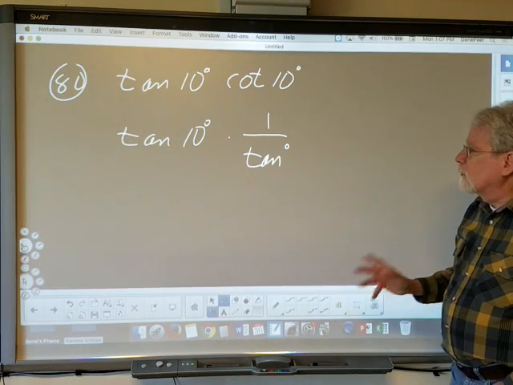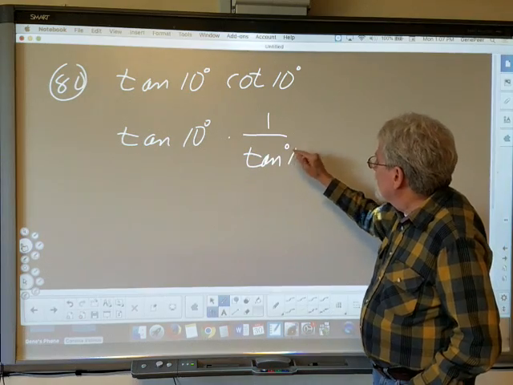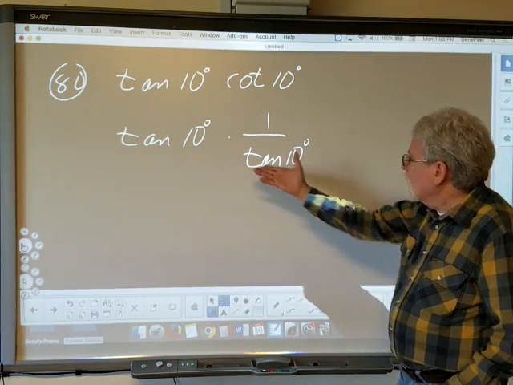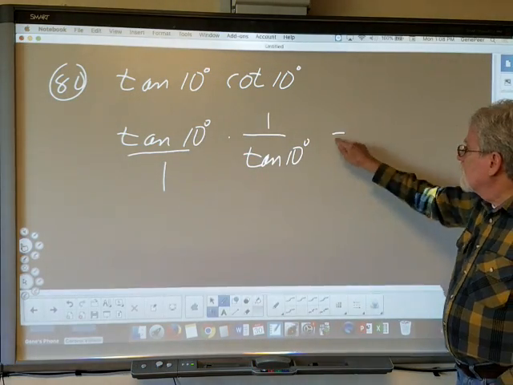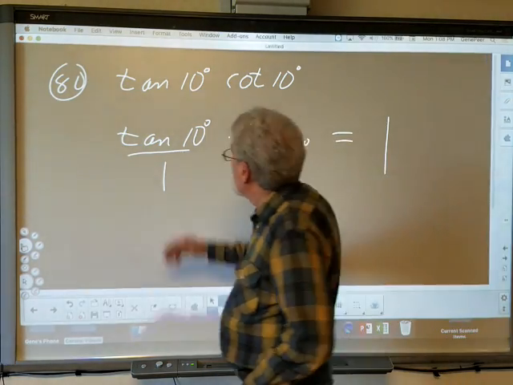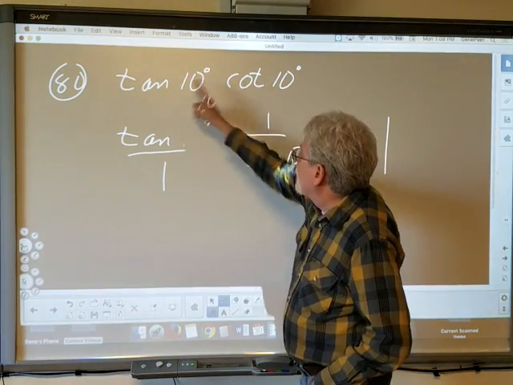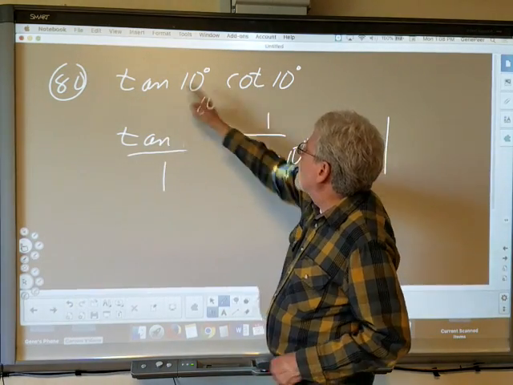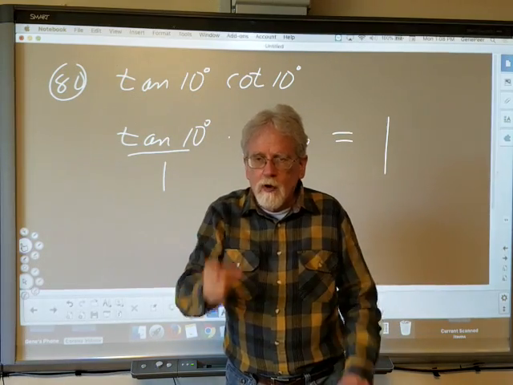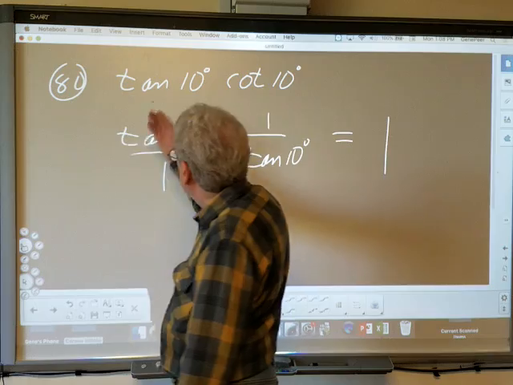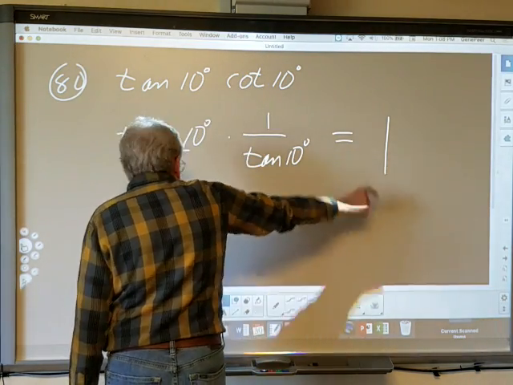I shouldn't say the reciprocal of cotangent. Cotangent is the reciprocal of tangent. So what happens here? Rather obviously, the tangent of 10's cancel. We're left with an answer of 1. Tangent of 10 times cotangent of 10 is 1, because these are reciprocals of each other. What happens anytime you multiply reciprocals? Reciprocals multiplied always give an answer of 1. So we could have seen that from the very beginning. Oh, aren't these reciprocals? So they have to multiply to give 1.